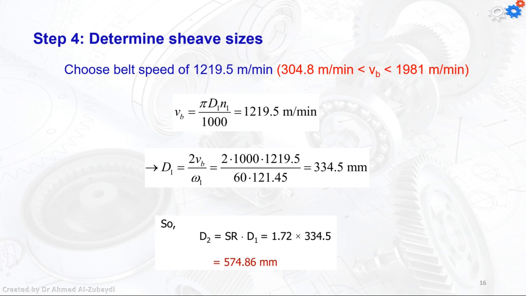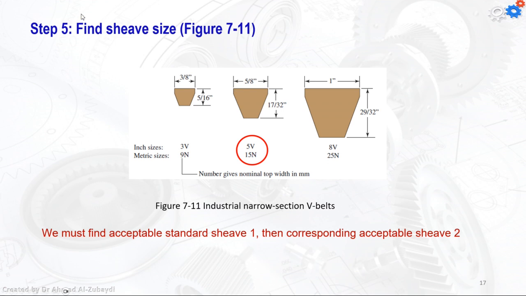which is going to be equal to 574.86 millimeters. So now I found the diameter 1 and diameter 2, and this will open the door to calculate the center to center distance. Now step number 5 is going to be to find the sheave size.